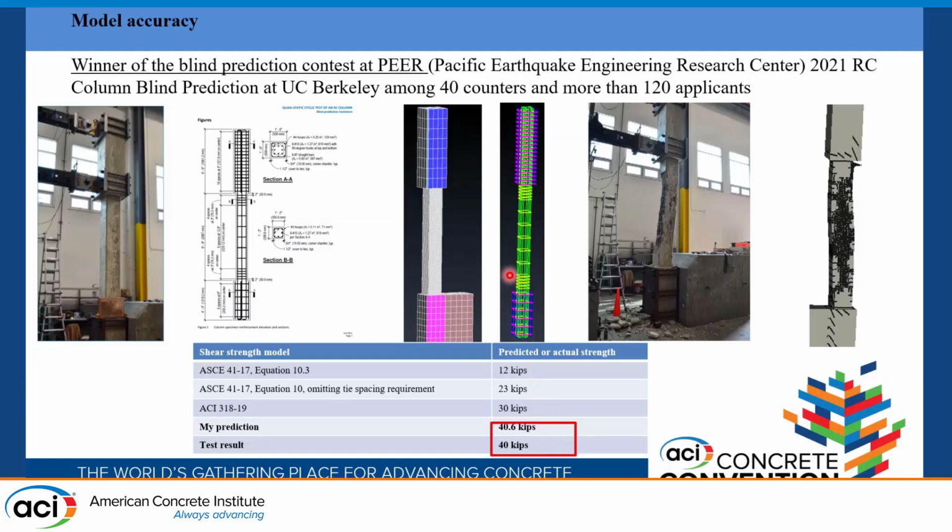One of the purposes of the test at UC Berkeley was that the code is conservatively predicting the strength of concrete columns, and it's causing a huge amount of expense for retrofitting those buildings, so they are not being retrofitted right now. The purpose was to show that maybe some of the buildings do not need to be retrofitted for earthquakes, and they're actually doing fine right now.